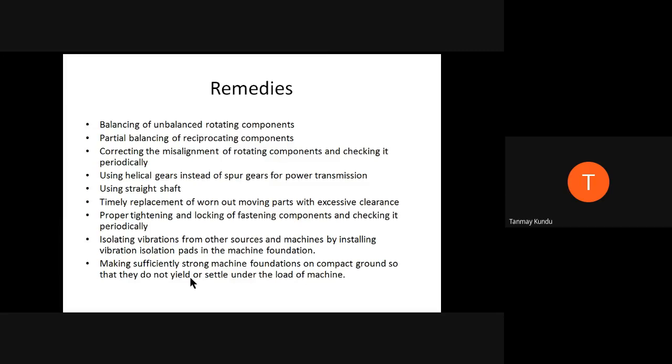So you have to ensure that the machine foundation is very strong and rigid. It must be well placed on the compact ground. So its yield or settling down due to the load of the machine can be eliminated. So these are all about the remedies.